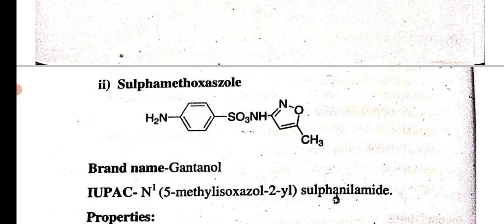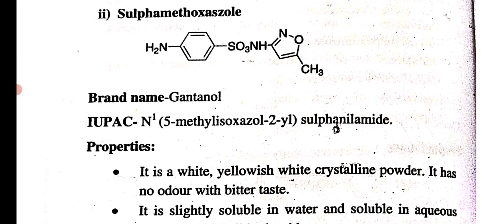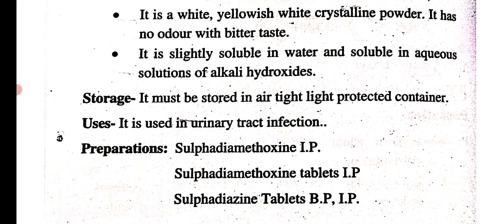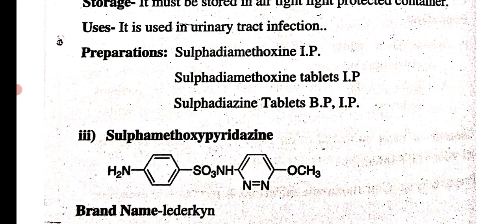The next drug is sulfamethoxazole. It is available in the market under the brand name Gantanol. Its IUPAC name is N1-5-methylisoxazol-3-yl sulfanilamide. Properties: it is a white, yellowish white crystalline powder. It has no odor with a bitter taste. It is slightly soluble in water and soluble in aqueous solutions of alkali hydroxide. It should be stored in a tight, light-protected container, similar to sulfadiazine, and it is used in urinary tract infection.